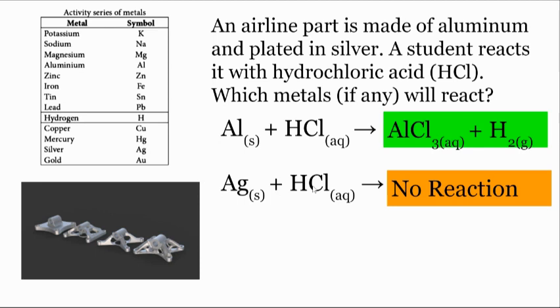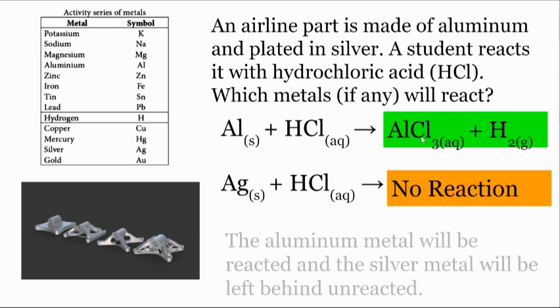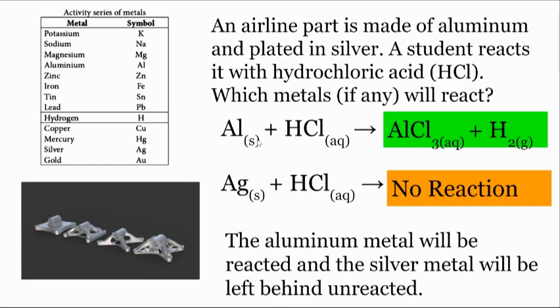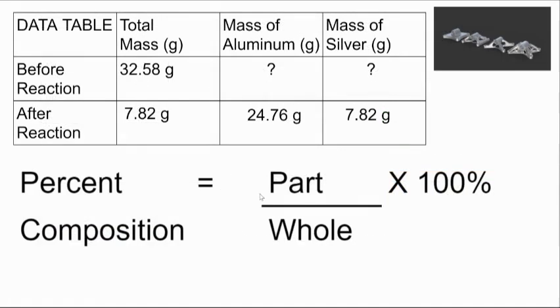All right, take a second and think about what this is telling you. If we put this airplane part into hydrochloric acid, the aluminum will be reacted, the silver will not be. So after the reaction, we'll have a solution of aluminum chloride and no more solid aluminum. It will be completely reacted, but the solid silver will be left behind unreacted. That allows us to fill out this data table.